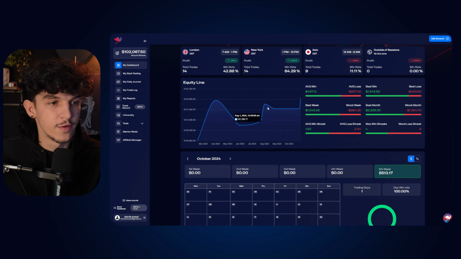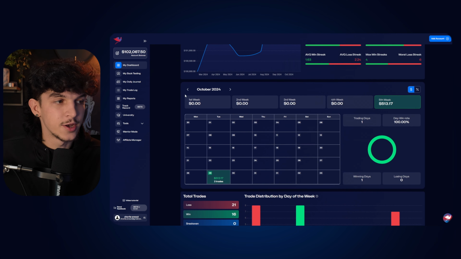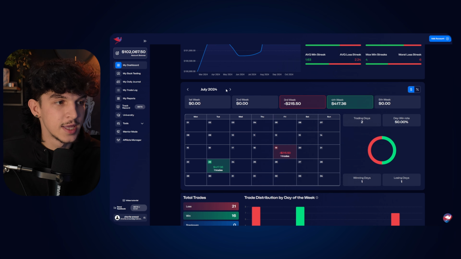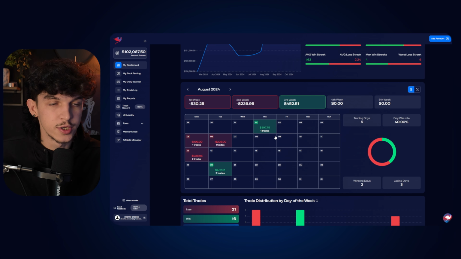Here we have our equity line of our accounts. We have our average win, average loss, best week, worst week. These are just really nice statistics to see how our account is performing. The calendar we have here is you can go back into where your trades have been placed. And as you can see, throughout July and August was where this account was mainly traded. And it gives us the trades on specific days of the week. You can see 5 trading days, daily win rate of 40%. Winning trades is 2, losing trades is 3.